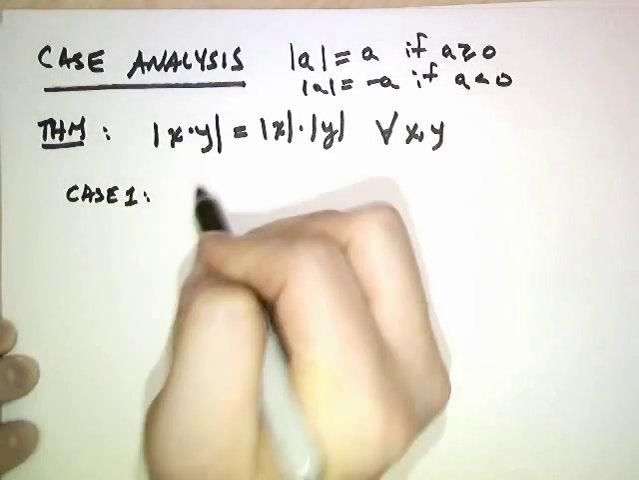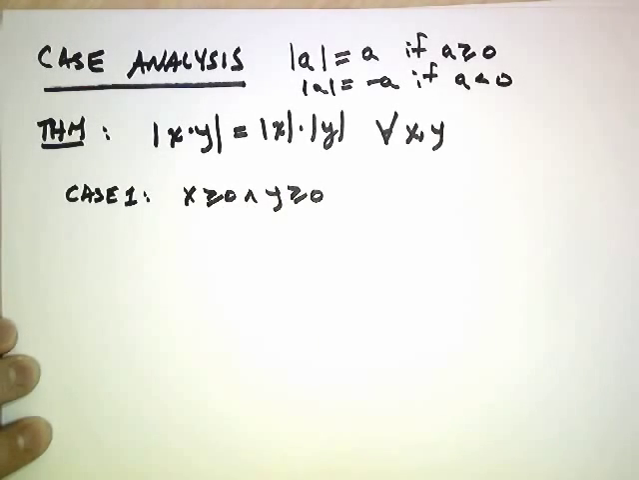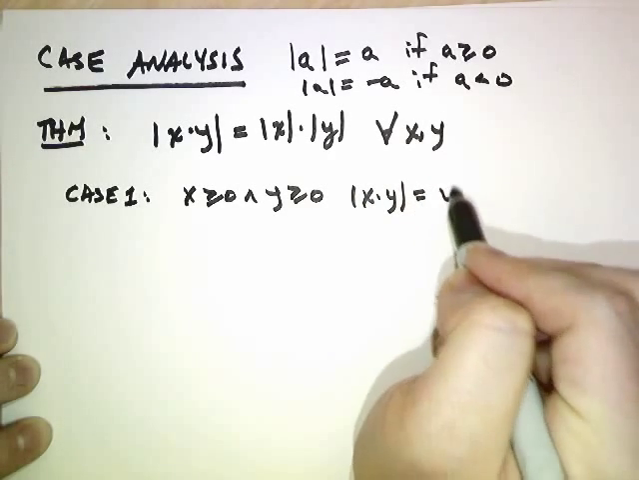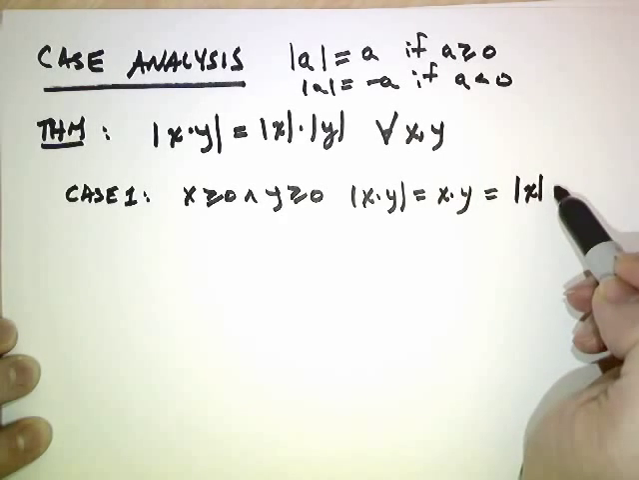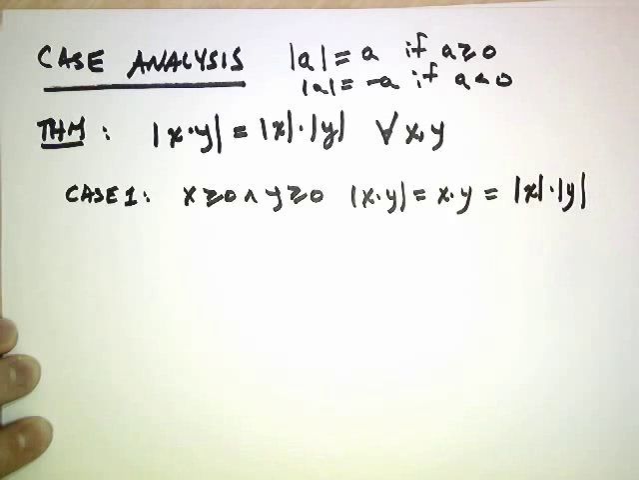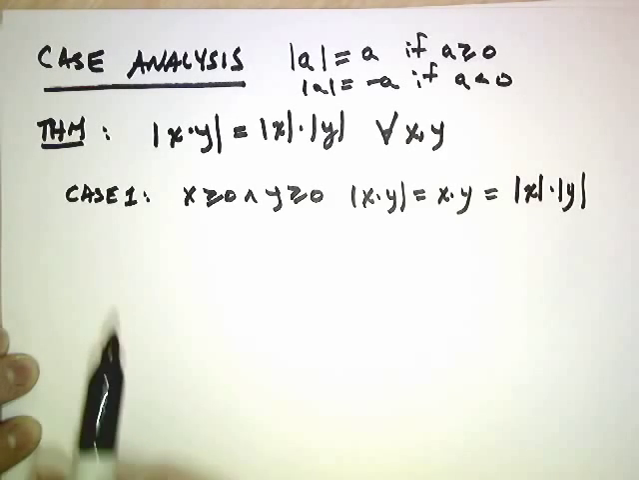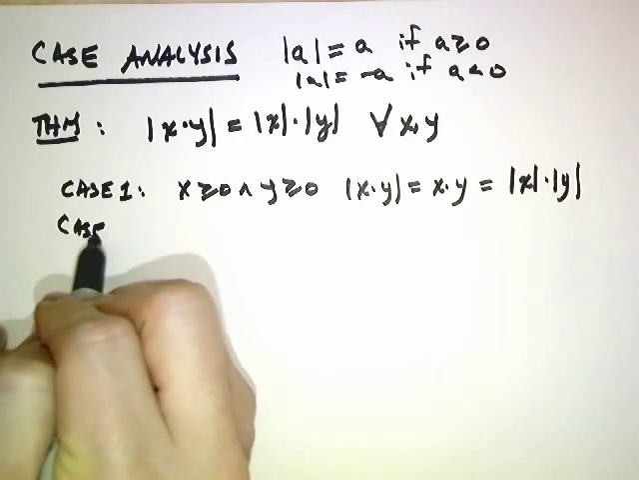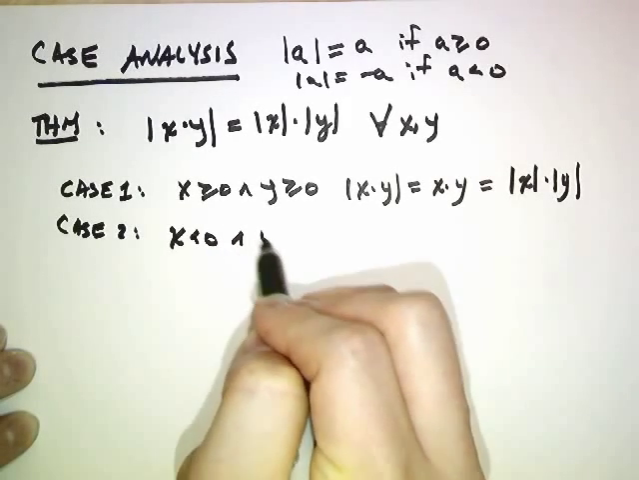Case 1. X is greater than or equal to 0, and y is greater than or equal to 0. In this case, the absolute value of x times y just equals x times y, and the absolute value of x equals x, and the absolute value of y equals y. Everything's positive. So that proved the theorem for the case when x is greater than or equal to 0 and y is greater than or equal to 0. Okay, case 2, x is less than 0 and y is greater than or equal to 0.